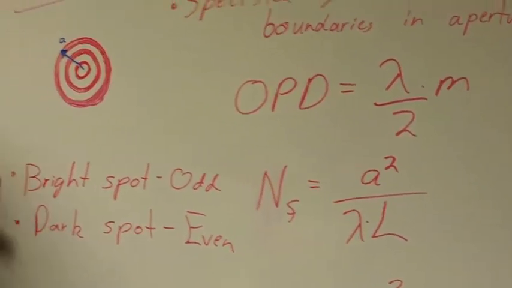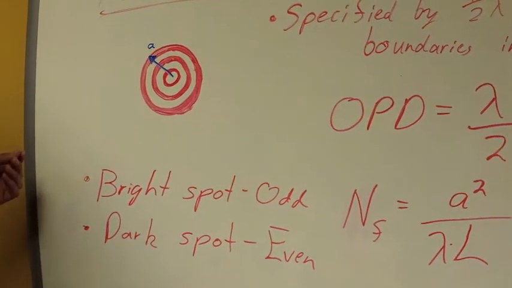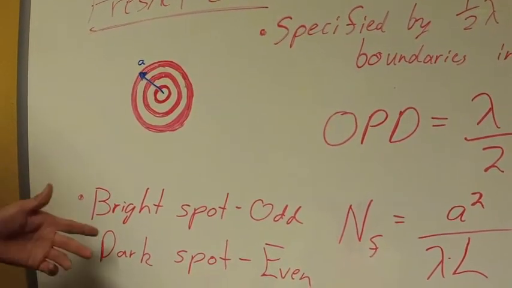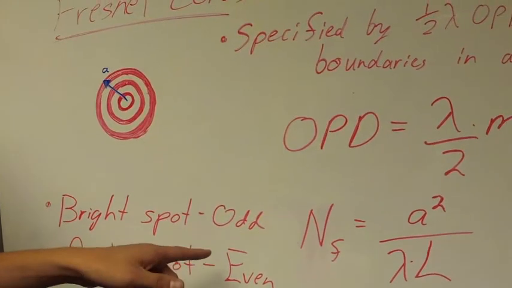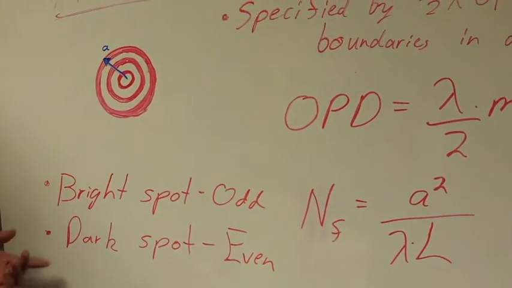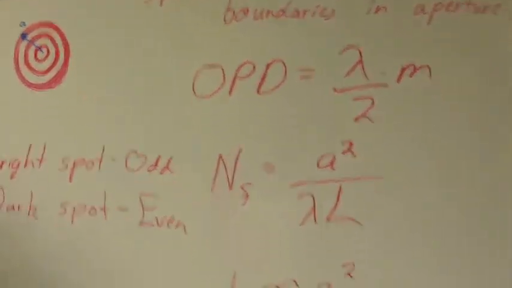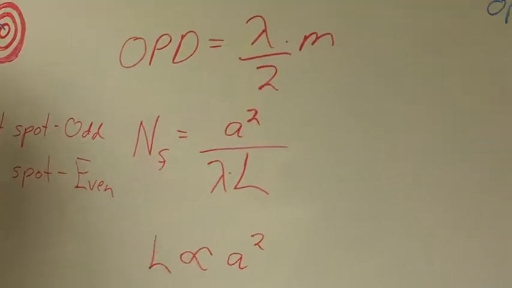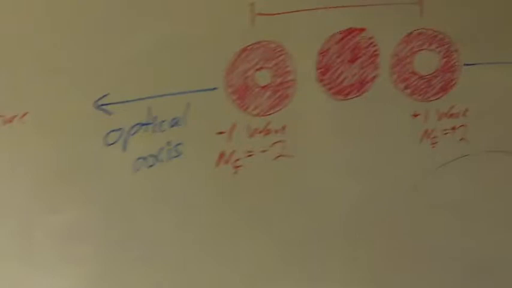Now, one thing that helped us find out how many zones we were looking at when we were doing the experiment was if we saw a bright spot, it was an odd number of zones, whereas if it was a dark spot, there was an even number of zones. And an important correlation is L is related to a squared, as we will talk about later.